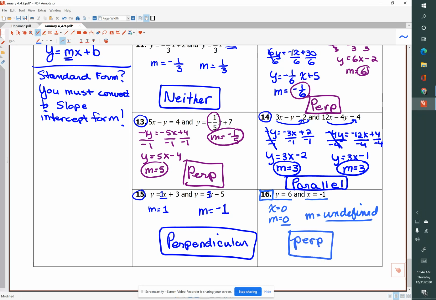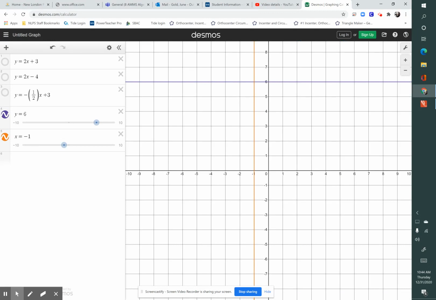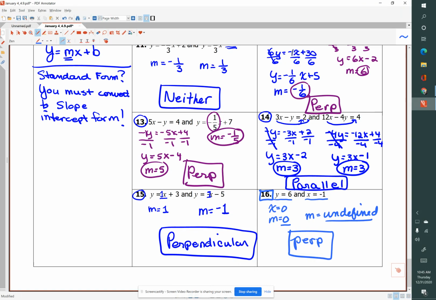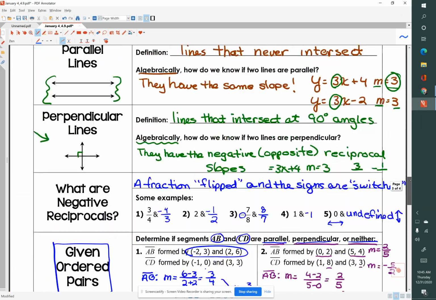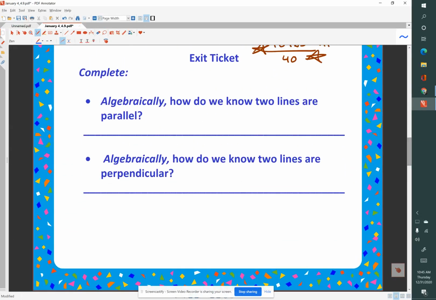And let's take a look at that graph one more time, and we can see the purple line and the orange line are indeed perpendicular to each other. So keep an eye out for that. Again, this is a highly tested area of algebra. You'll see lots of problems like this.